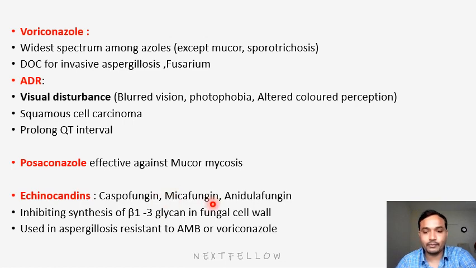We have to remember the names. They may ask which of the following is an echinocandin. So by name, those ending with fungin are echinocandins: caspofungin, micafungin, anidulafungin. They inhibit beta 1,3 glucan in the fungal cell wall. They are used in aspergillosis resistant to amphotericin B or voriconazole. That means for fungi which are resistant to amphotericin B or voriconazole, we will use echinocandins.